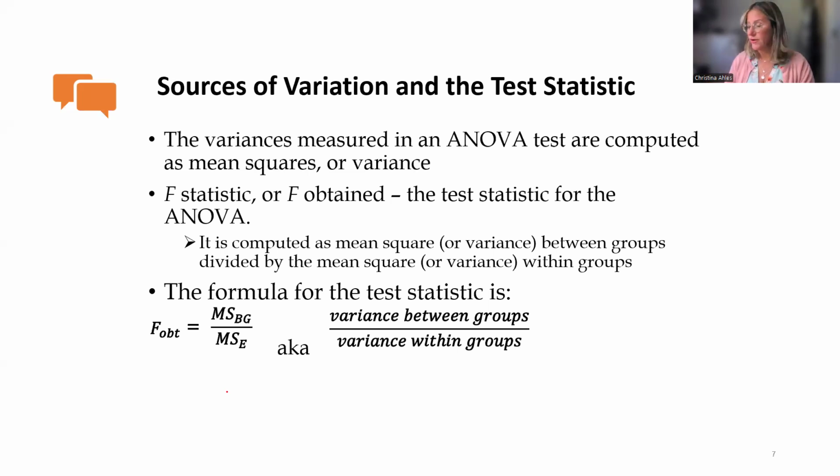So what ANOVA uses is variance. If you think about the term ANOVA, analysis of variance, it's comparing the variances, and it's computed using the variance between groups divided by the variance within groups, so the variance error. Here's our actual equation for the F statistic: the mean square between groups divided by the mean square error. Same thing as saying the variance between groups divided by the variance within groups. That's really what it means.